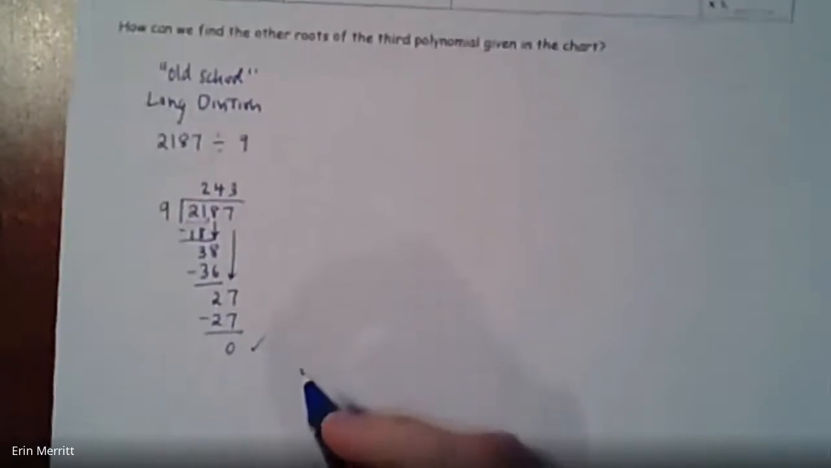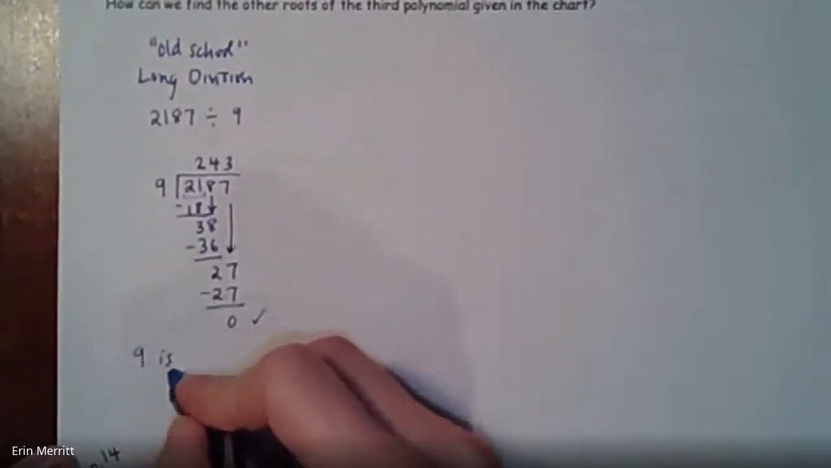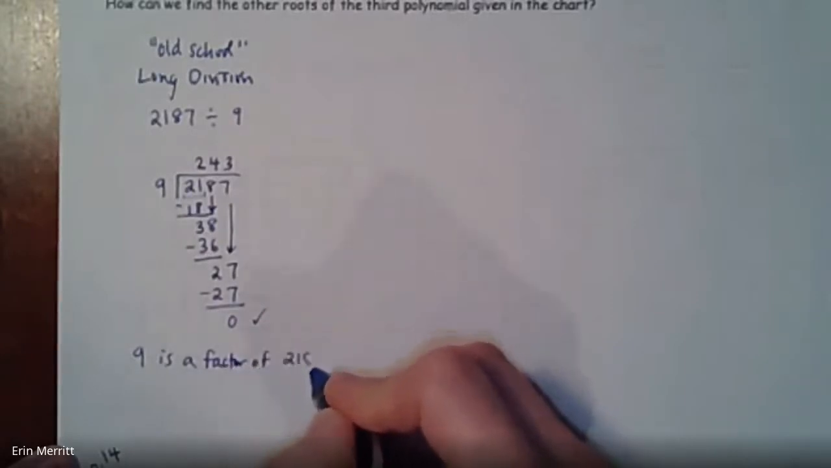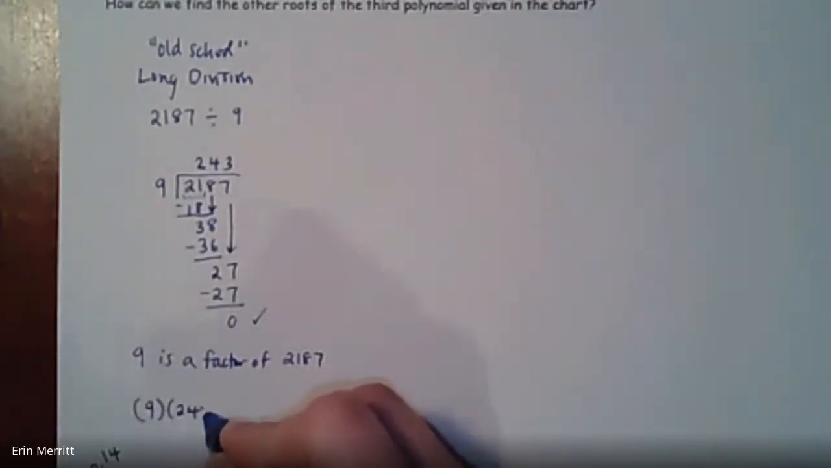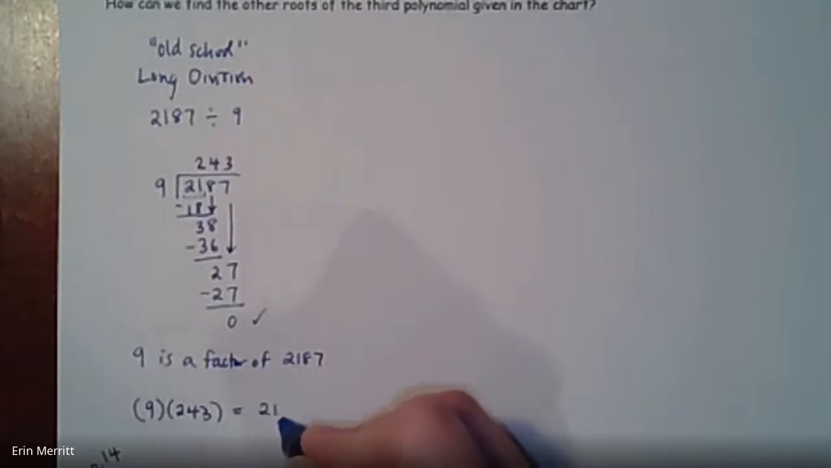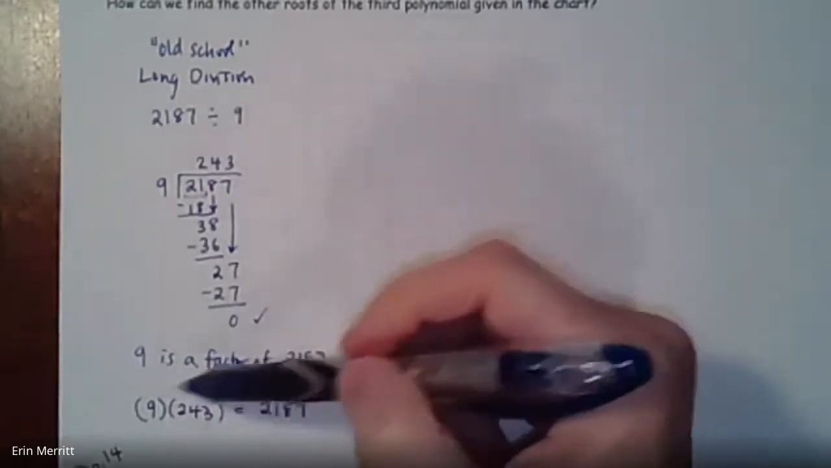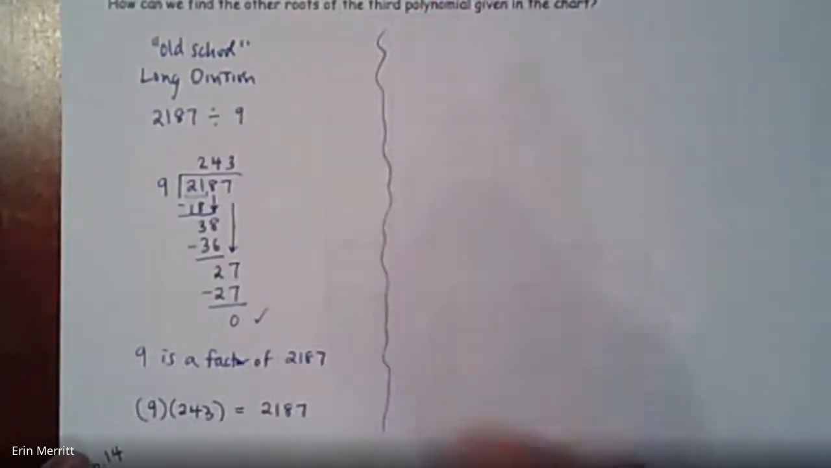So what that actually means, not only that 9 is a factor of 2,187, but it means that we can write 9 times 243, and that's the same thing as this. So that's the goal of what we're looking for here, is can we divide it out to then figure out what the factors are? All right, I hope you left yourself some space over here.